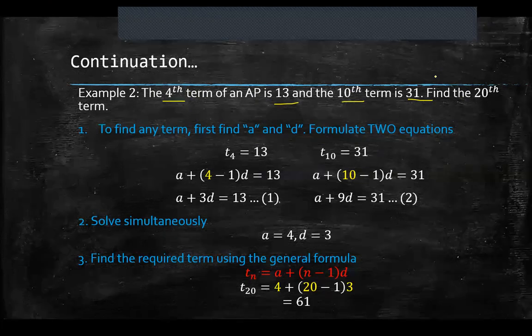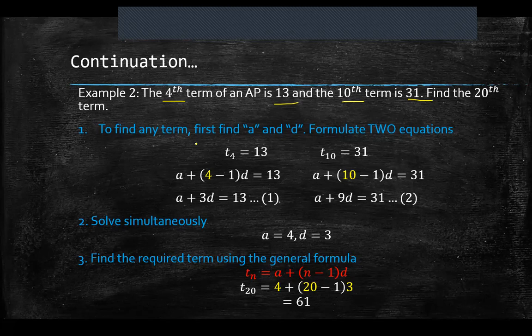I know one time, if I see a question in this format, I need to make 2 equations and solve simultaneously. You might be wondering why. Well, in order to find any term, you have to get your a and your d. You need to know the value of a and you need to know the value of d. That's the only way you can substitute it into this formula to get a term. So first you need to find a and d. So I need to make 2 equations.